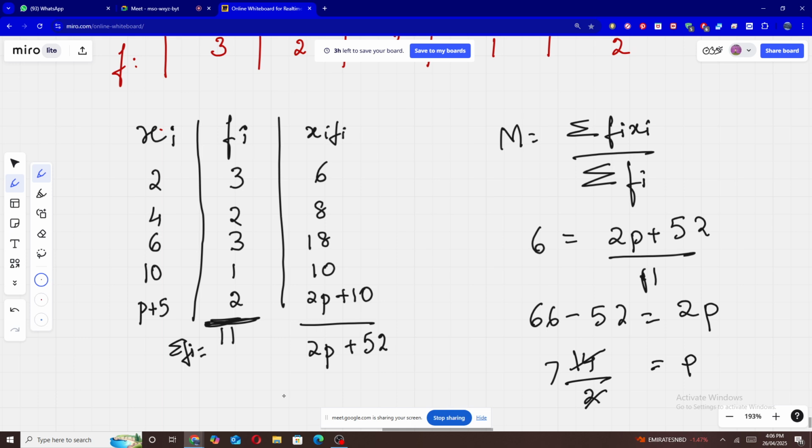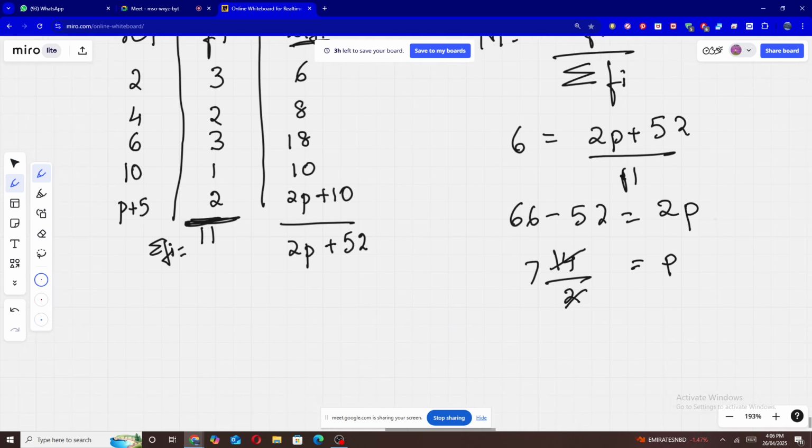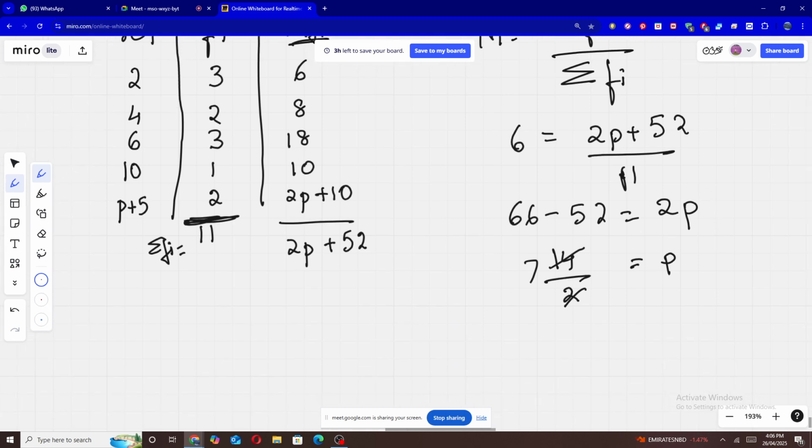No, it's by 11 because Fi is. Wait, what is he saying? He's saying why isn't it 2p plus 52 plus 11? Sigma Fi Xi is this column. Fi Xi, you multiply and make. Are you all clear? So we will do the next question now.